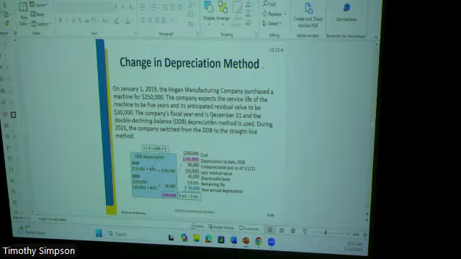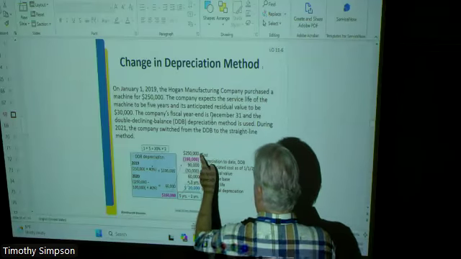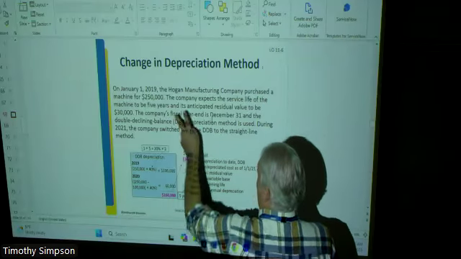It's called straight line because the slope of that declining balance is going to be constant. So in this case, what do we got? All right, so let's just recreate history here. On January 1st, they bought equipment for $250,000. Remember, it's like a 5-year life.